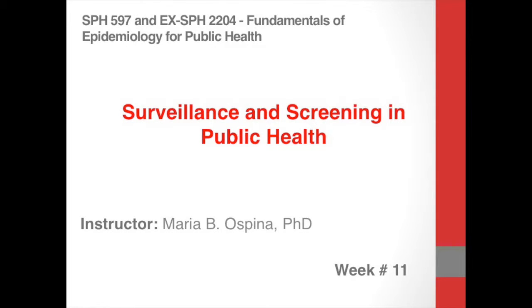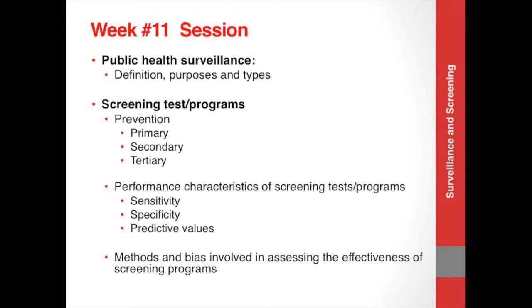Hello, our last lecture in the course is about surveillance and screening in public health. We will review some concepts of public health surveillance and describe the attributes of a surveillance system. We will also describe the characteristics of ideal screening tests and we'll learn what sensitivity, specificity, and predictive values tell us about screening tests. We will finish this lecture reviewing methods and bias when assessing the effectiveness of screening programs.